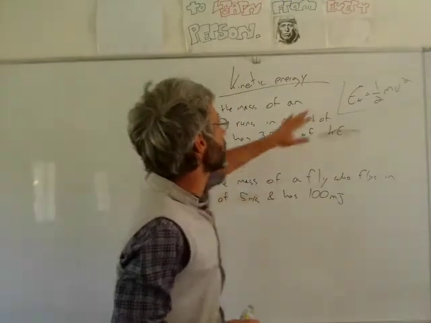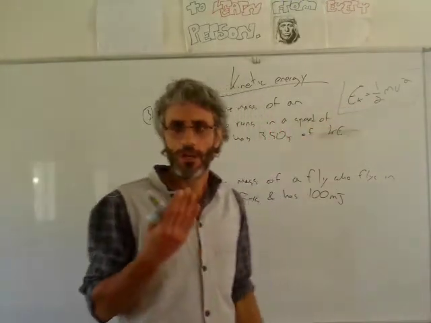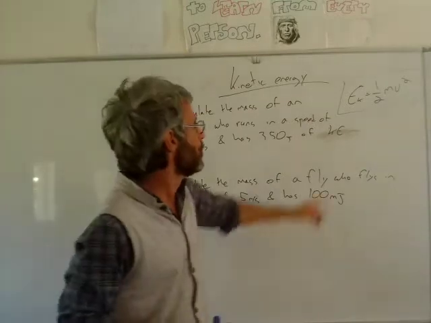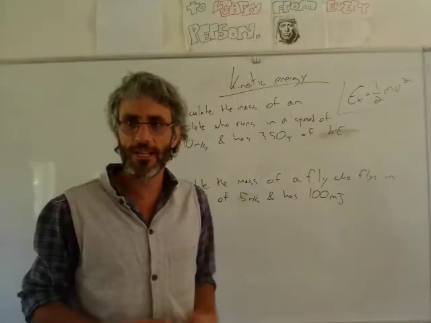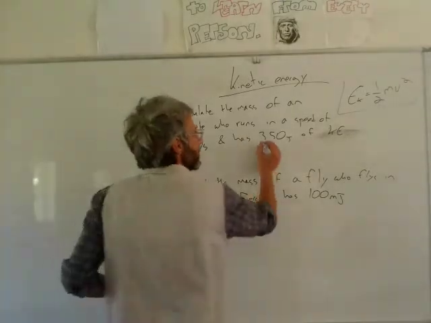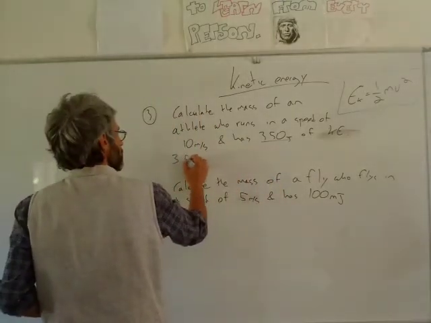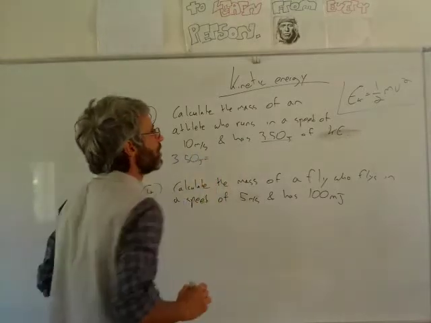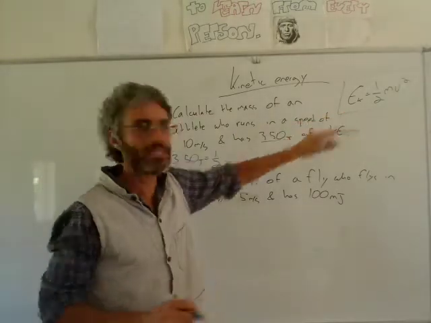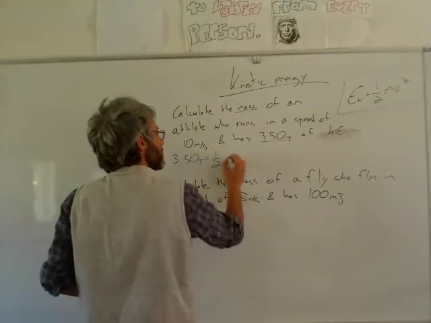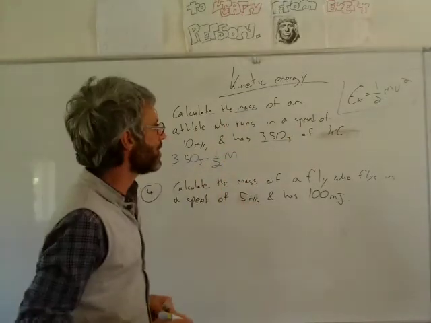So this is the formula you'll get. You've got to go from letter to letter and ask, do I have that information or not? EK stands for kinetic energy. Do I know how much kinetic energy we have? Yes, that's 350 joules, so I'm going to write 350 joules. Half is just half. The mass: do I know how much mass is? No, I don't know. That's what I want to calculate, so I'm just going to call it m.